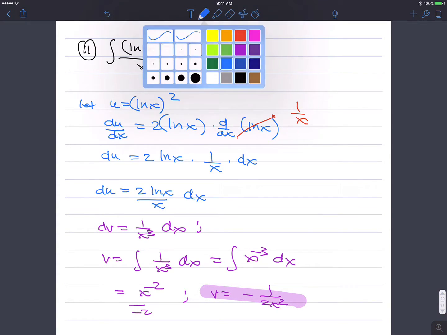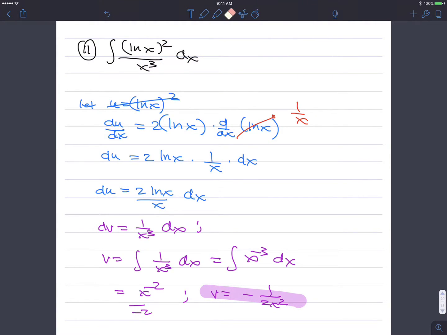Okay, let's take a look at what we're going to use. Here's my u. Here's du. Integral u dv is uv minus integral v du. Okay. Ln x squared and a minus 1 over 2x squared. Ln x squared times a negative 1 over 2x squared.